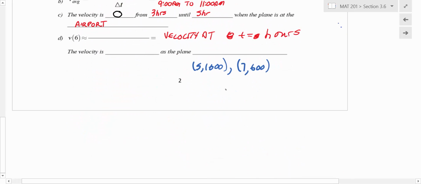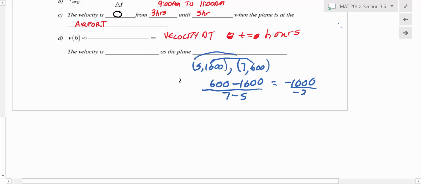Okay, so let's go ahead and do this then. What we're going to do is just calculate the slope. So we're going to do 600 minus 1600, and then you have to do this in the same order, over 7 minus 5. So that looks like negative 1000 over 2. I'm getting in a hurry here. So that looks like negative 500. Outside of class, I did different points, but I got the same thing. So that means that velocity is going to be approximately negative 500 miles per hour.